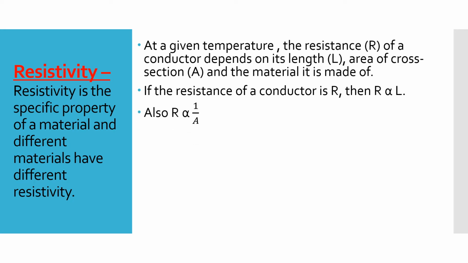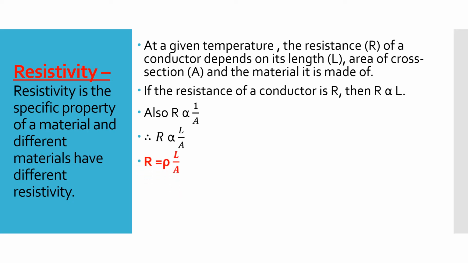Again, R is inversely proportional to the area of cross section, that is capital A. That is, if the area of cross section is increased, the resistance of the material decreases and vice versa. And therefore, we can write R is proportional to L upon A.